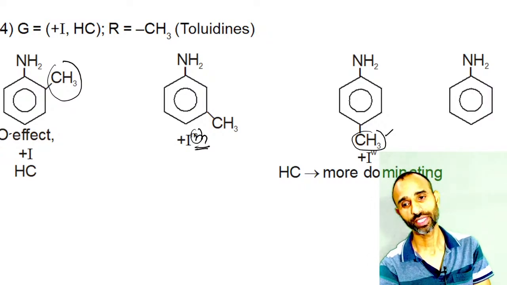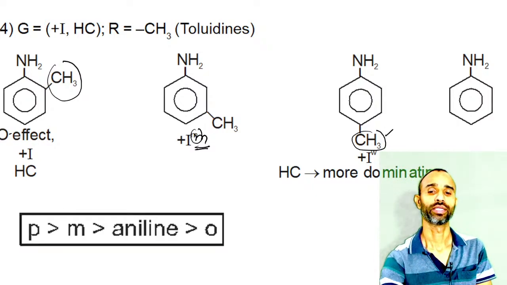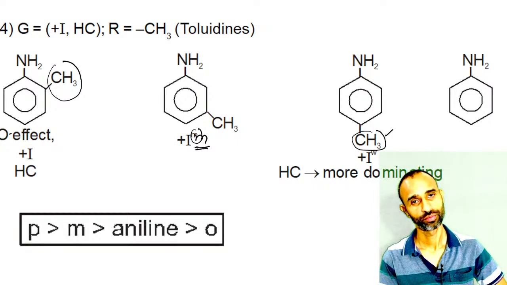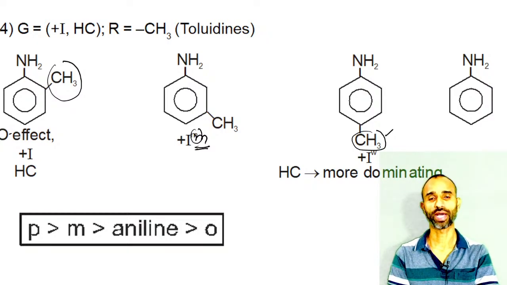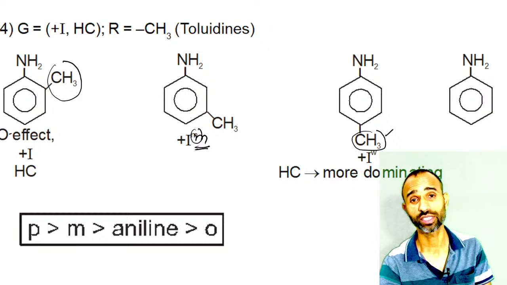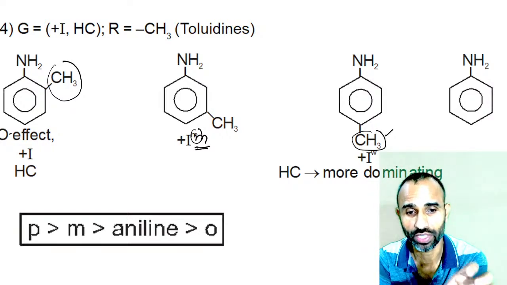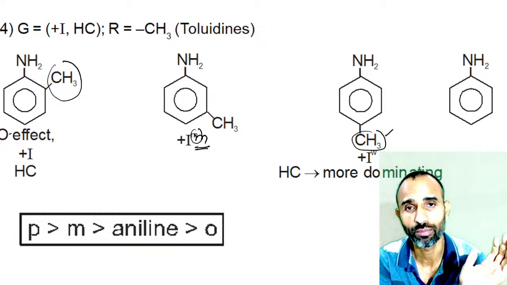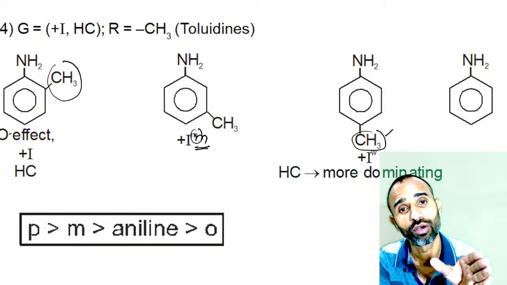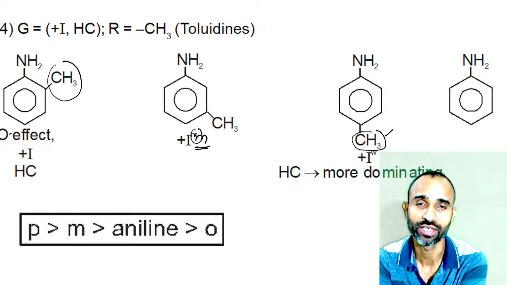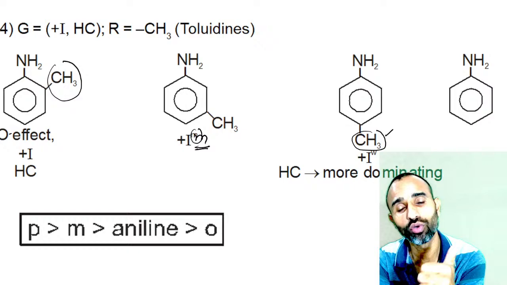That means most basic is para and least basic is ortho due to ortho effect, and then it is para, meta, aniline, and ortho is least because of ortho effect. There is no other effect contributing. Plus I and hyperconjugation is not contributing here. Otherwise it should be para, ortho, meta and then aniline. But it is para, meta, aniline and then ortho due to ortho effect.